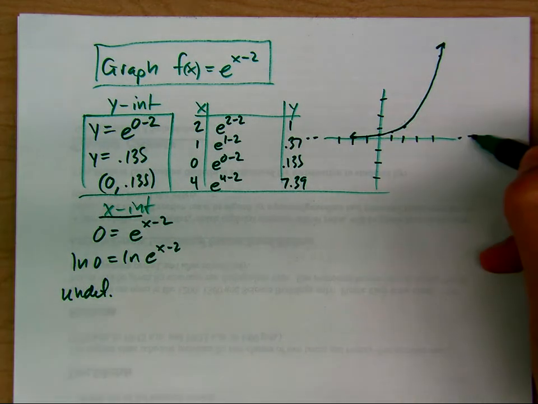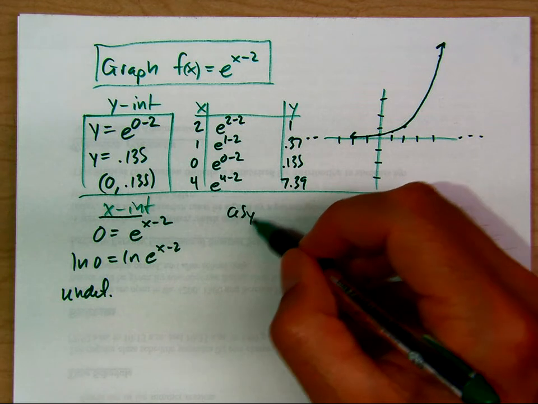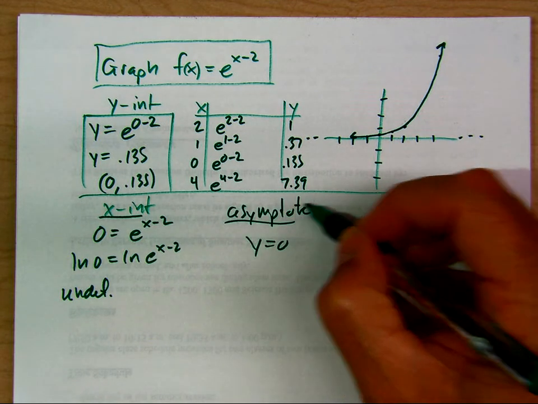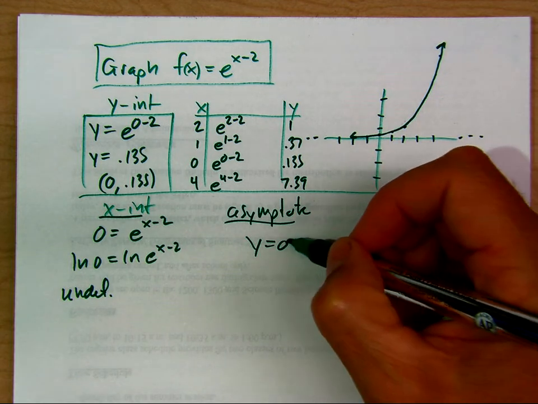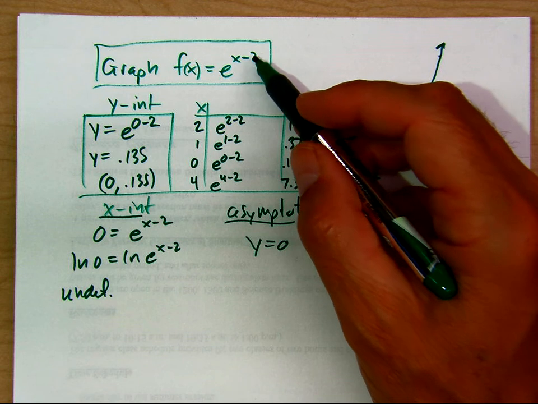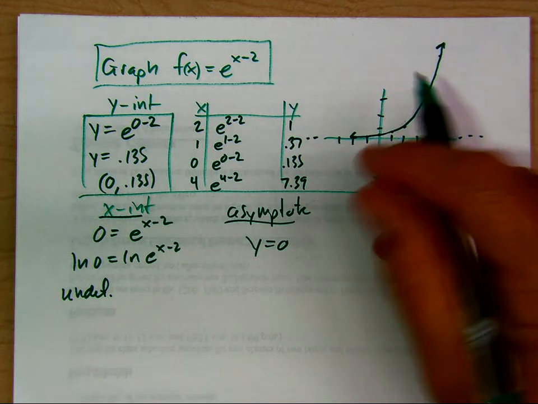It looks like the asymptote is at y equals 0. And another way to see that the asymptote is going to stay at y equals 0 is because there's no vertical shift, there's a horizontal shift. So a horizontal shift won't change the horizontal asymptote.